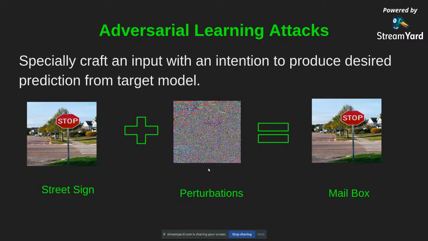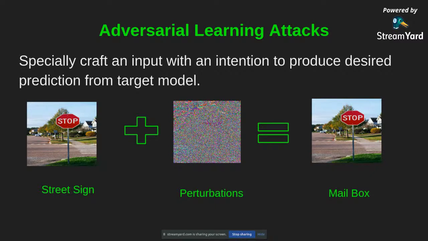In this example, we have an input image, which is a street sign, and we want to figure out how to calculate these perturbations. When you make those changes inside the image pixels, you get a new image which will be misclassified by the target model. So this is a basic understanding of how an adversarial attack works.